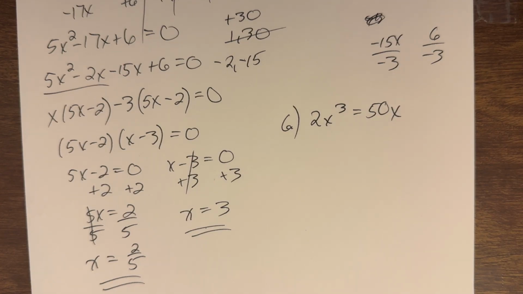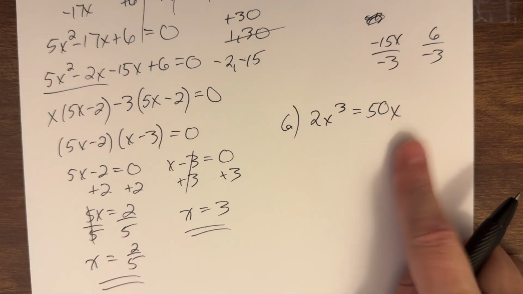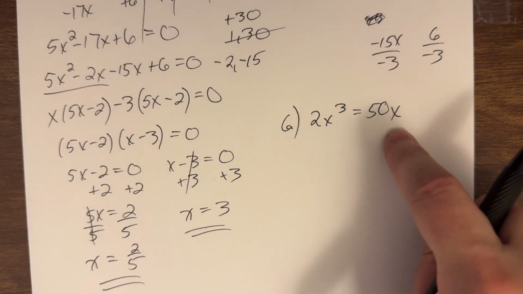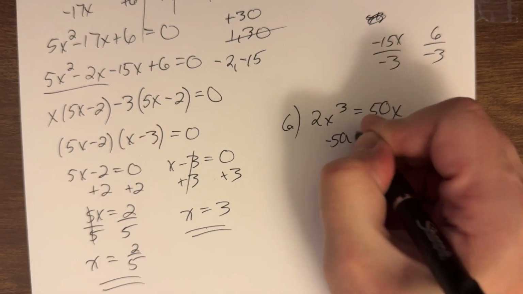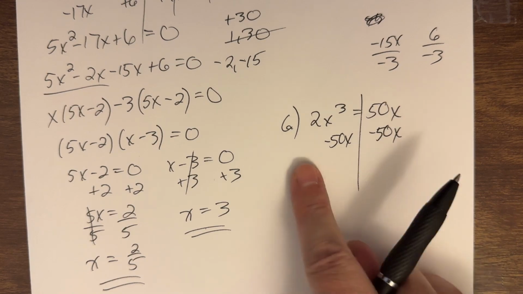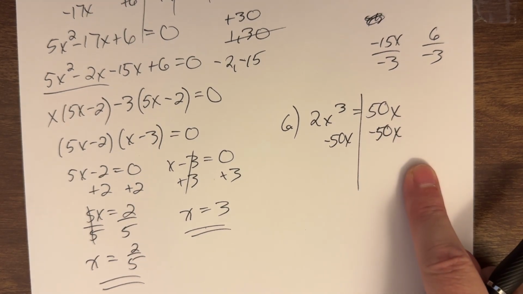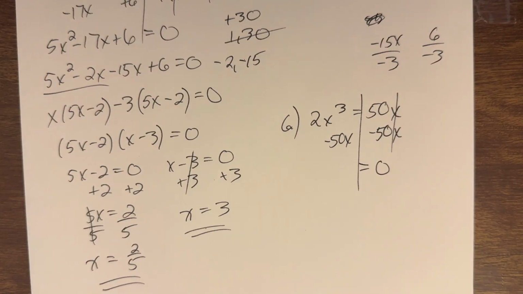Doesn't seem that bad. Seems very similar to number 4. Not too much going on, but I need one side equal to 0. I'll make the right side 0. Minus 50x on both sides. I'm drawing my little line down the middle here just to, again, try and separate my left and right. Right side cancels out, gives me the 0.